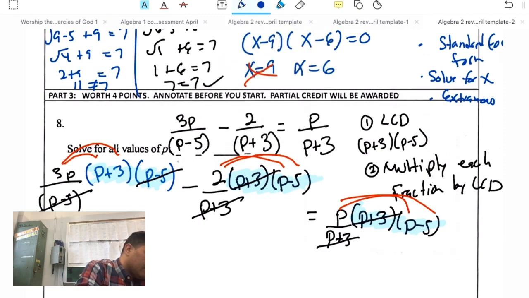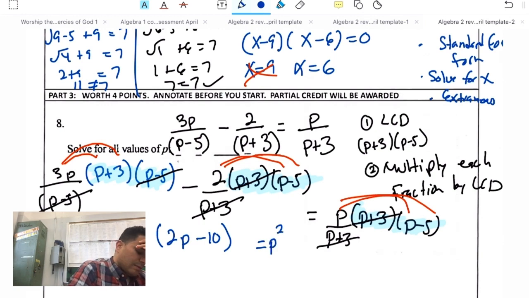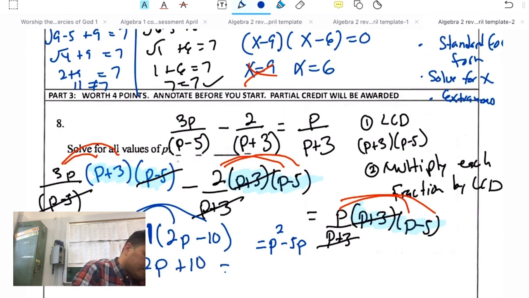3p times p is 3p squared. This is 9p minus, that's going to be 2p minus 10. And then this is going to be p squared minus 5p. Okay. So we have to distribute that negative, so that's going to be 3p squared plus 9p minus 2p plus 10 is equal to p squared minus 5p. So step 2 is to multiply.